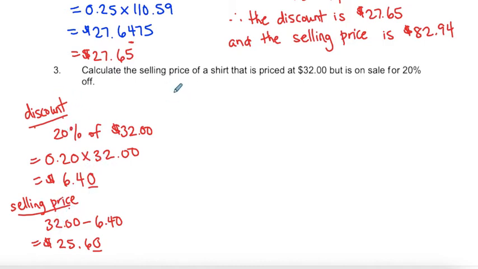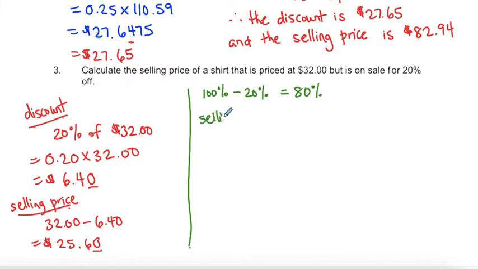Remember in a previous lesson we learned about another method in order to solve for percent more or less. So what I could do is I know that my original price is 100% and I want to take away 20%, so that gives me 80%. So my selling price, I need to find 80% of $32.